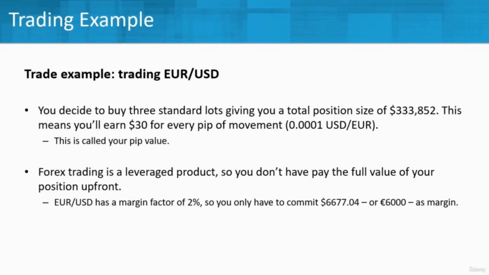Now, since forex can be a leveraged product, you don't have to come up with $330,000. Let's say our online broker has a margin factor of 2%. So all I would need to commit, as a deposit or my margin, would be $6,677, or 2%. So I'm investing a little over $6,600 of actual money, margin, to have an exposure position of $330,000 in euros, and earn profits on that.